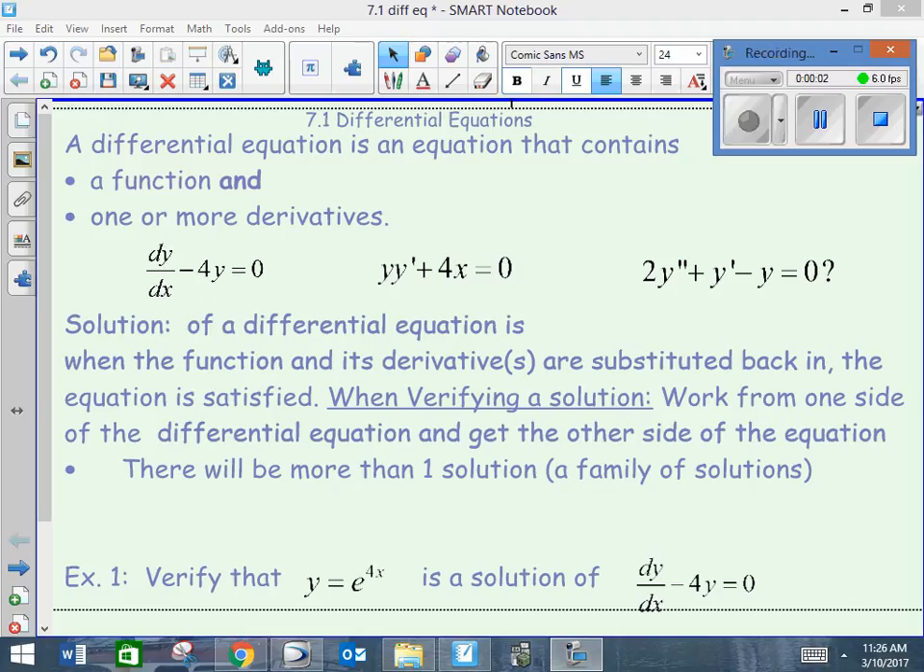7-1 differential equations. If you're in the know, you can call them Dippy Q's. Yeah, equations. Okay? Just make yourself seem smart.